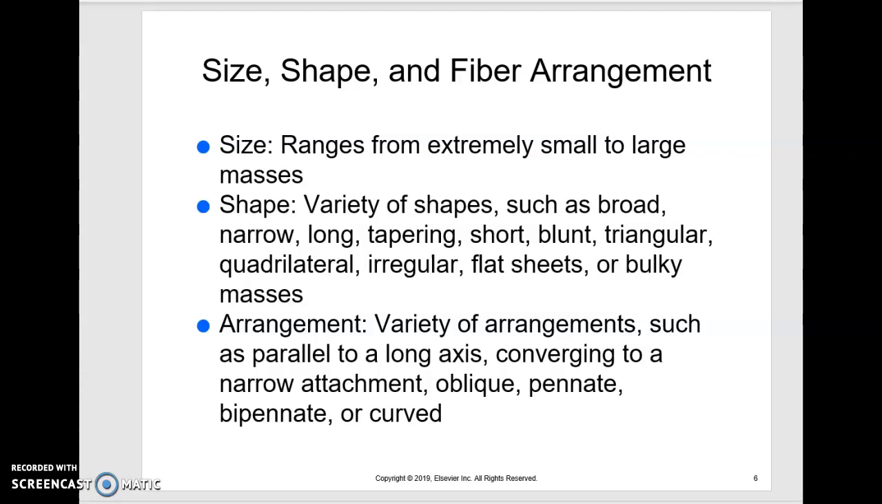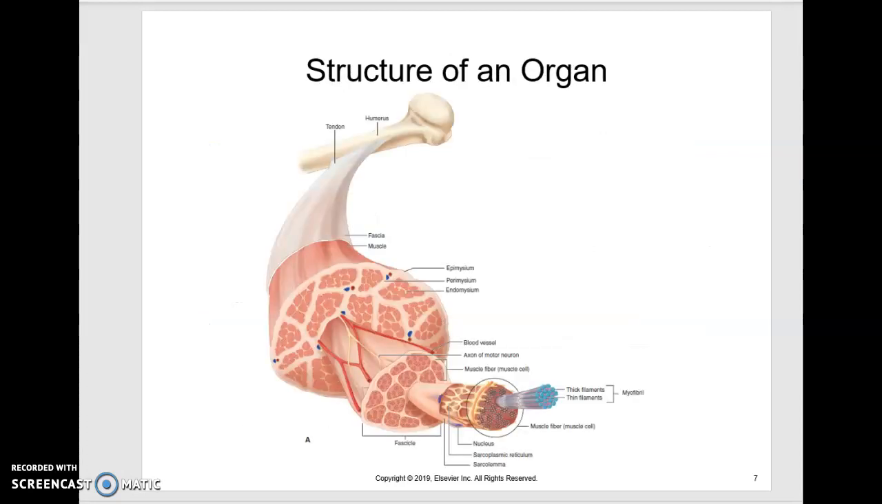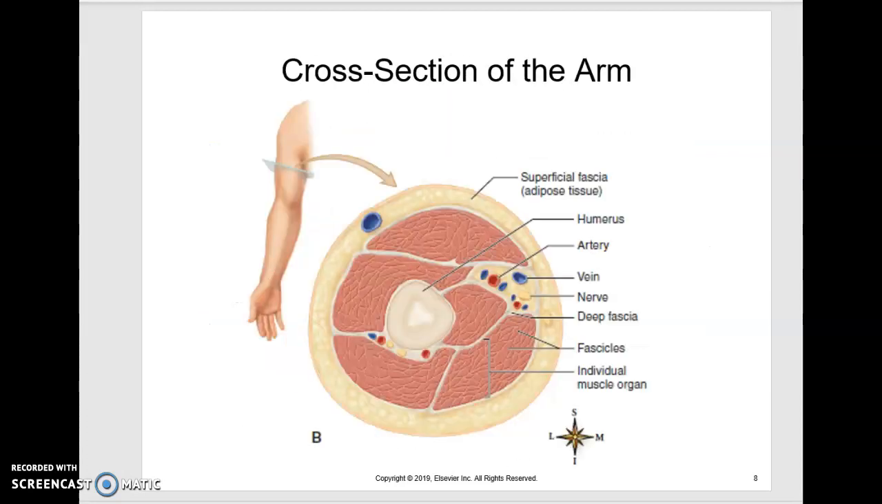The fiber arrangement can vary as well. Sometimes all the fibers are very parallel along a long axis. Sometimes they converge along a narrow attachment. We'll look at that here in a bit too. So again, they're going to form all sorts of different things.